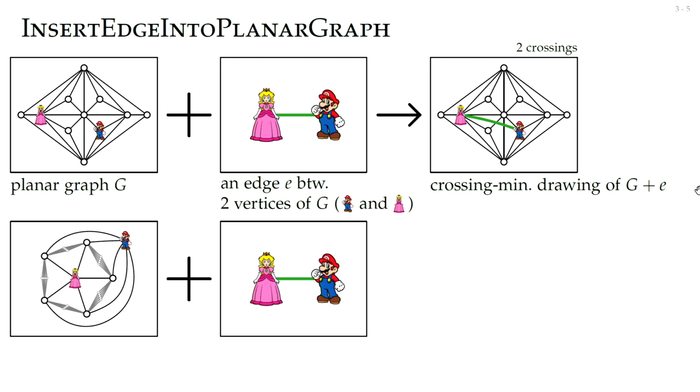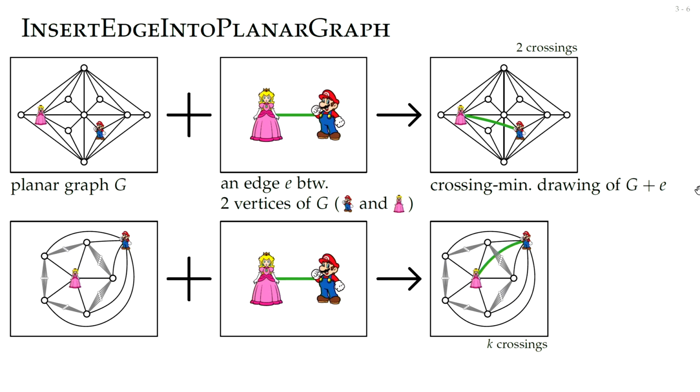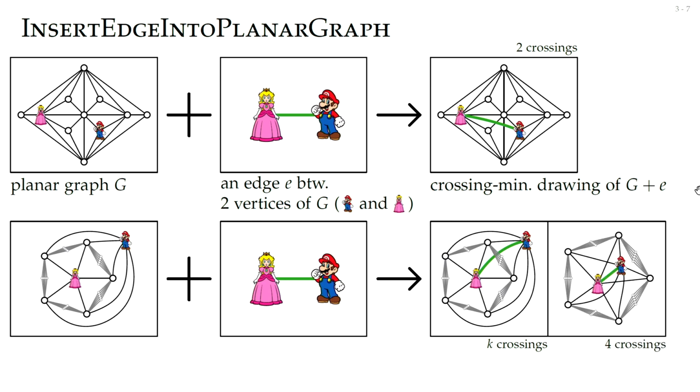And now if I place Mario and Peach here, and I use this drawing of the graph and I try to connect them, then we need k crossings, depending on how many parallel paths we have. But of course, probably most of you can see there's a better drawing. If we take Mario and we flip him inside here, then we only need 4 crossings. So this can be done much better.